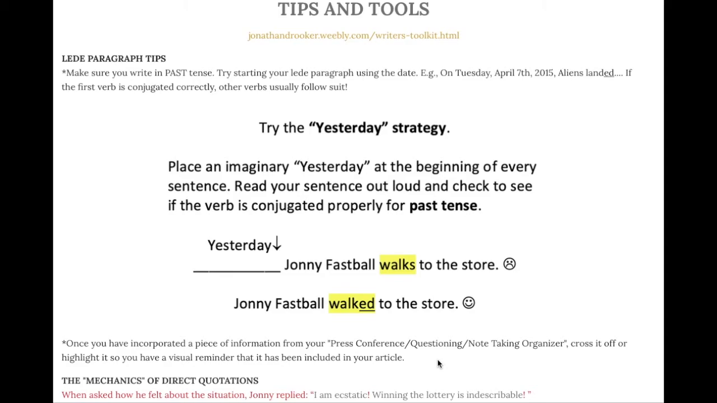Young writers tend to also repeat information. As a result, I've suggested that once a student has incorporated a piece of information from their note-taking organizer, they ought to cross it off or highlight it as a visual cue that it has already been included in their article. Figuring out how to directly quote someone can also be challenging.